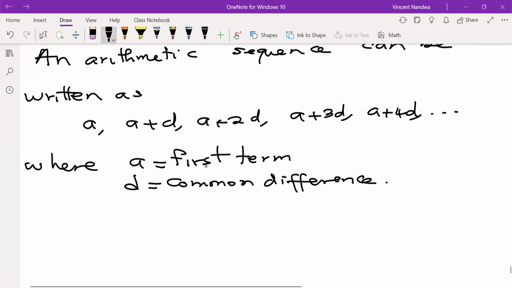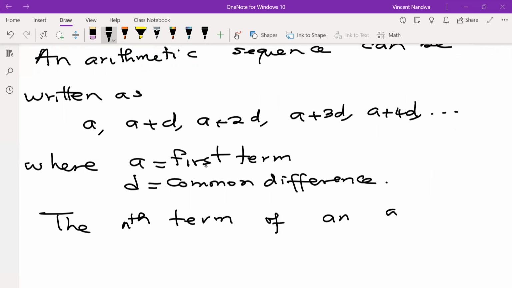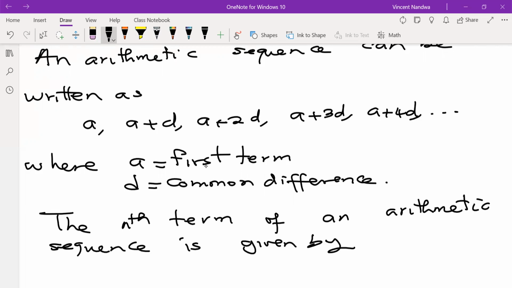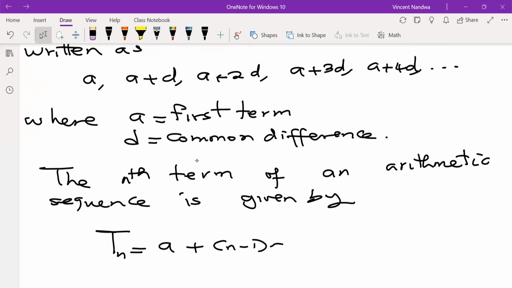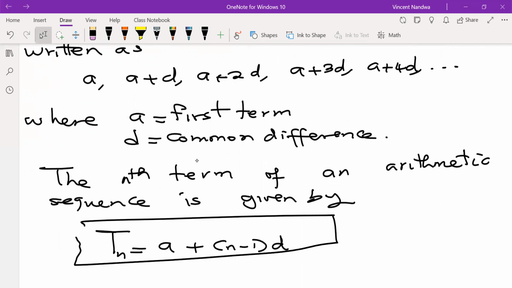Then any nth term of an arithmetic sequence is given by Tn equals A plus n minus 1 times D. So this is a formula that governs any general nth term in an arithmetic sequence.